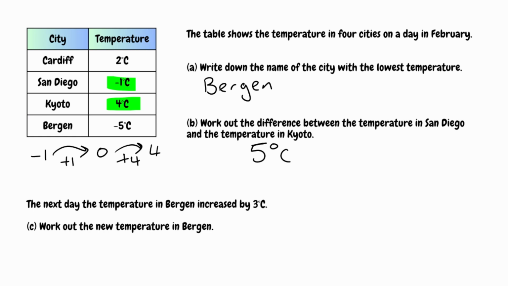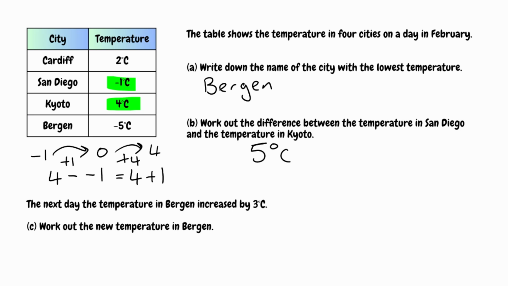Another way we can do this to find the difference between two numbers is actually to do the biggest number, take away the smallest number. So we could have done 4, as that's the larger number, take away, then we're taking away this -1. So we've got 4 take away -1. Well, a negative and a negative make a positive. So 4 take away -1 is actually the same as 4 plus 1, as I can convert those two negative signs into a plus. So we'd have 4 plus 1, which again is going to give us 5.